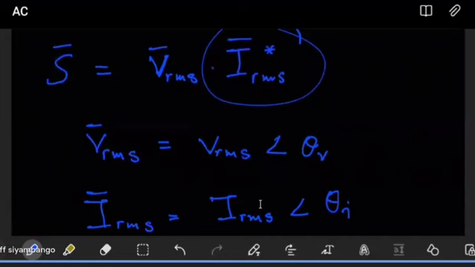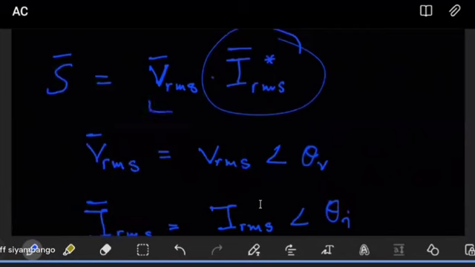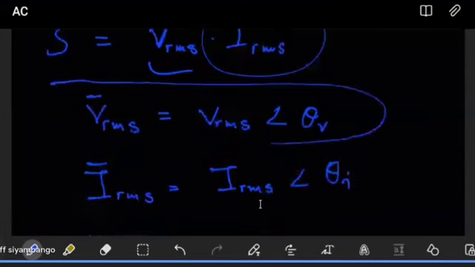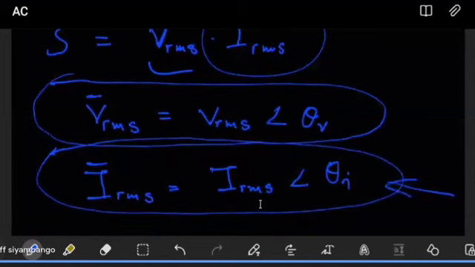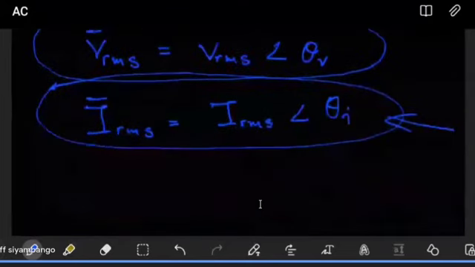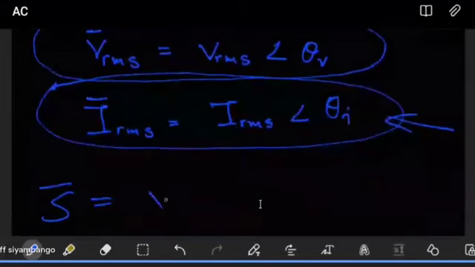Now, the expression says the product of the RMS phasor voltage with the complex conjugate of the RMS phasor current. What I have here is the RMS phasor voltage and the RMS phasor current. Notice that this current is not the complex conjugate just yet. But to get the complex power S, I would have to multiply these quantities. This is going to be V RMS.